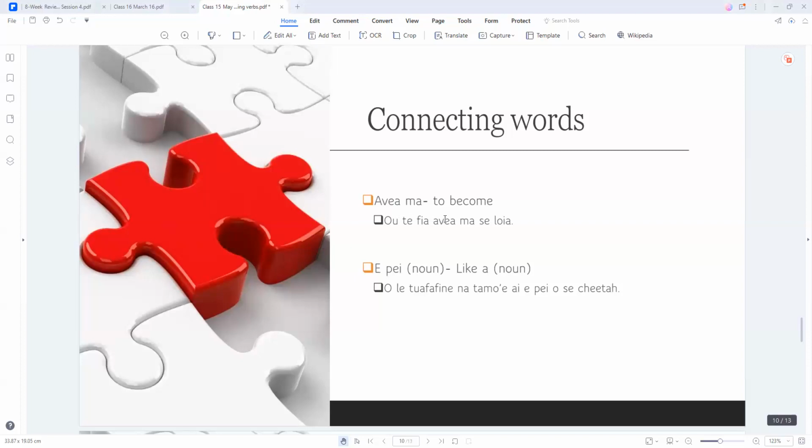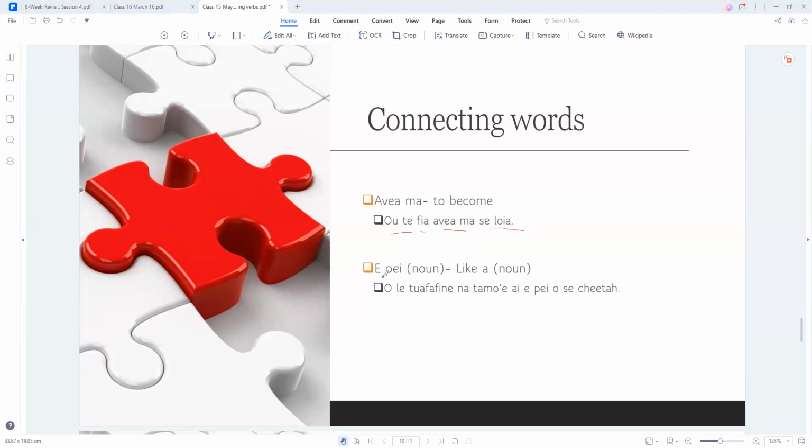Fa'aava'ai is to become. This is another very common one. O te fia fa'ae'a se lawyer. I want to become a lawyer. So this is kind of straightforward. I want to become a lawyer.